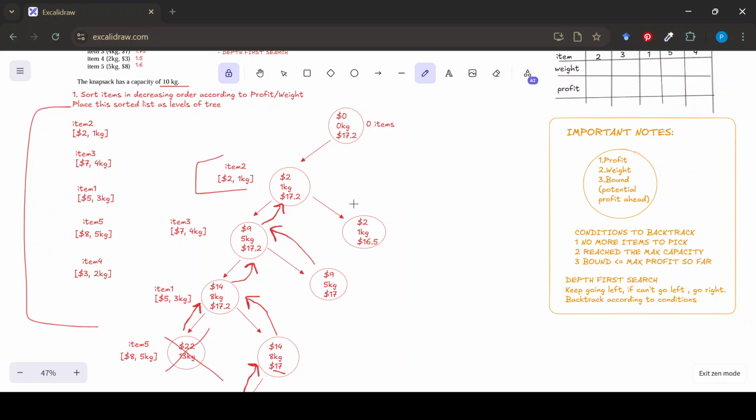Okay, so here we'll backtrack, go up, and from here I have nowhere else to go, so go up. Now here my bound is a little bit more than my profit, so I continue on this path. Since I've gone left here, I go right. That means I do not pick up this item 2. Let's see our state here. Since I did not pick up any item, my profit remains as 0. My weight is 0. I have not picked up any item.